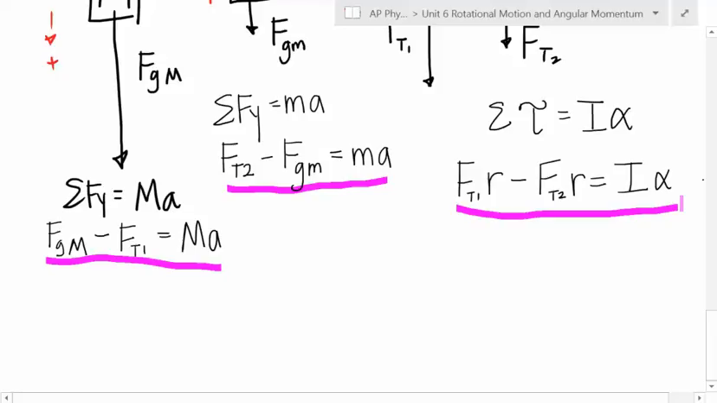Now notice that you have things like alpha and A. And if you're really careful, you'll remember that the linear acceleration A is related to alpha by R alpha equals A. So you can make a substitution there if needed. And this F_T1 is the same as this F_T1. And this F_T2 is the same as this F_T2. So we can make substitutions. And then it just becomes super fun algebra.